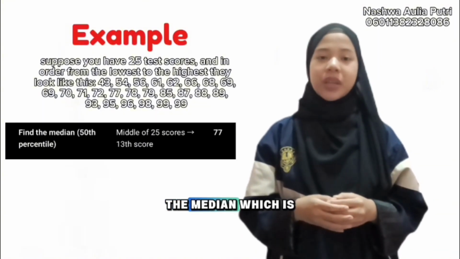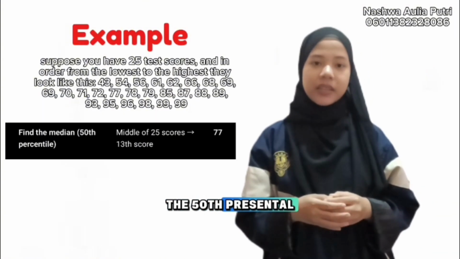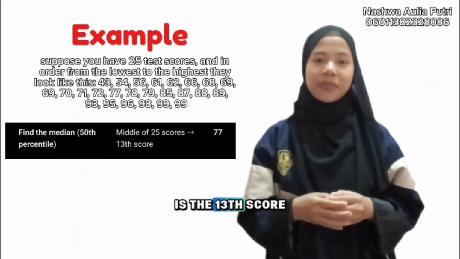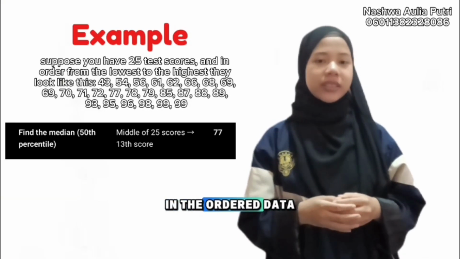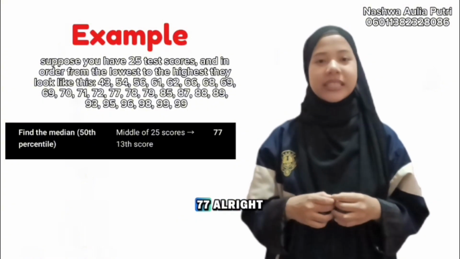The median, which is the 50th percentile, is the 13th score in the ordered data set. The 13th score is 77.